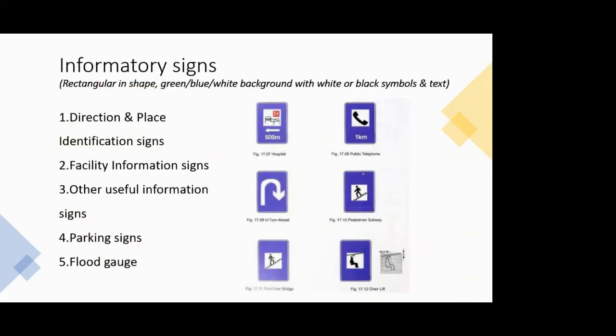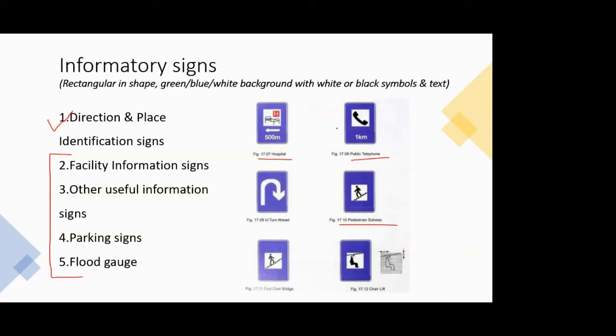And then you have informatory signs. As I told you, they are just for information. Some of them I told you are the direction and place identification signs, that the left road will go to Pune, the straight road will go to, suppose, Mumbai, and then something else. Then other than that, you have different facility information, like there is a hospital, a public telephone, a pedestrian subway. So these kinds of signs come under informatory.